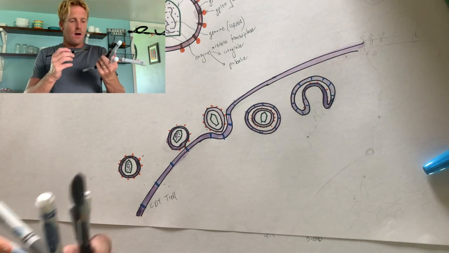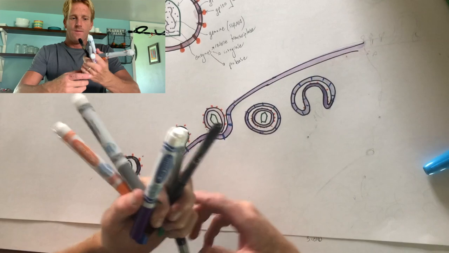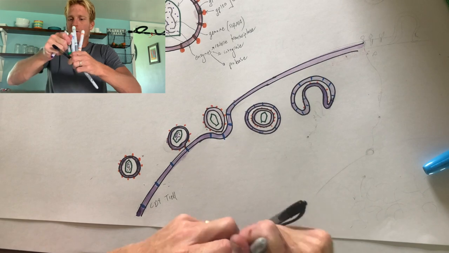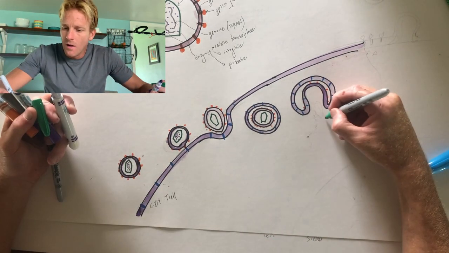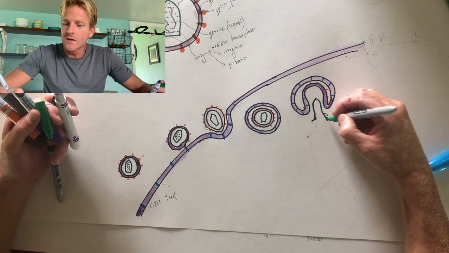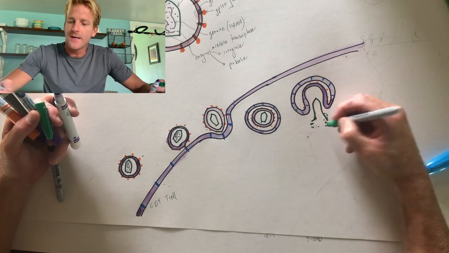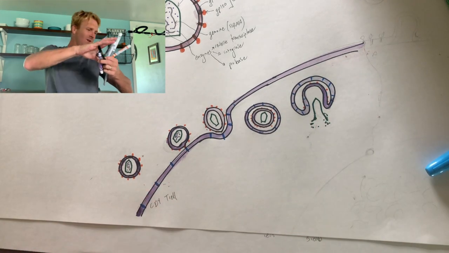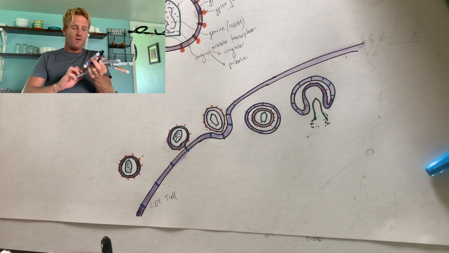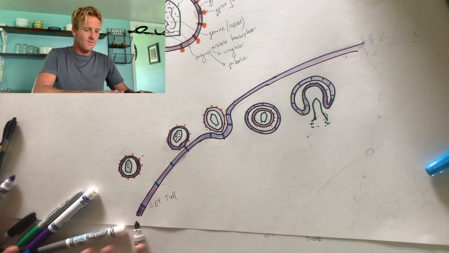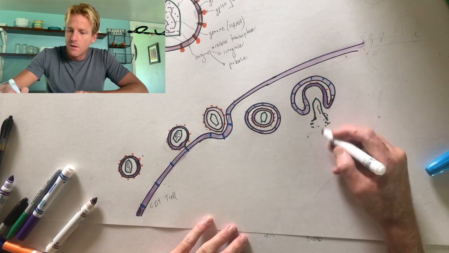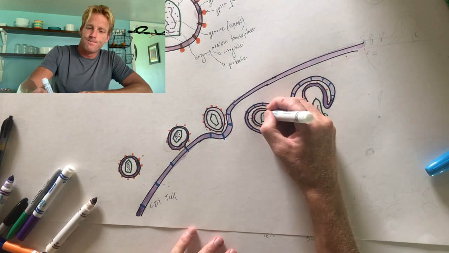So now after you get the fusion of the membrane with the envelope, it's going to release the capsid into the cytoplasm of the cell. But as soon as this capsid gets released, it's going to undergo a process called uncoating, which is where it kind of falls apart like that. And this uncoating is then going to release the viral genome and all of those proteins. Way too many markers in my hand. It's going to release this viral genome and all the proteins into the cytoplasm.